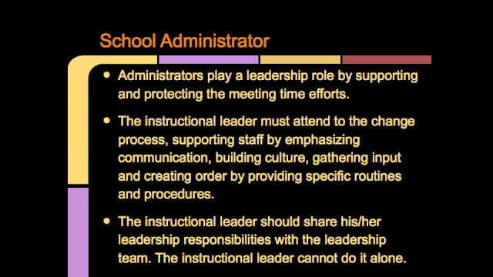Administrators play a leadership role by supporting and protecting the meeting times and efforts. Instructional leaders also attend to the change process. They really support the staff by building that culture of communication, gathering the input, and creating order by providing specific routines and procedures. Instructional leaders can't do it by themselves. They go back and share with their own team of leadership, and that way they can support the site better.